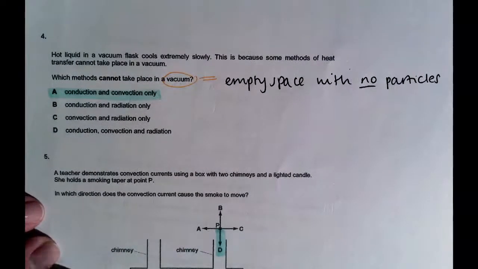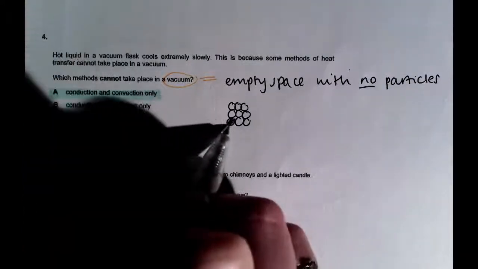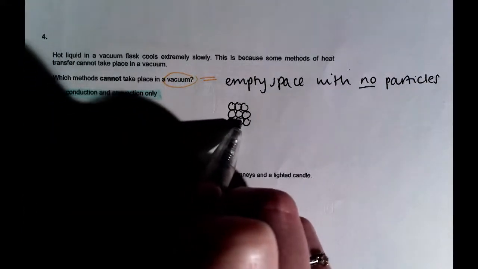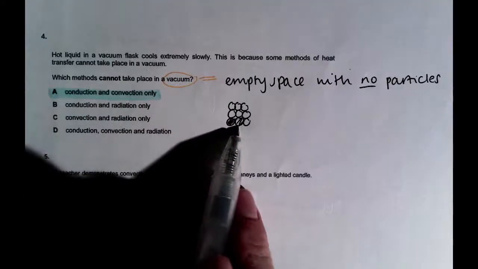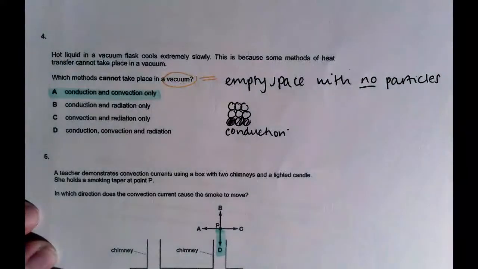Now, conduction is where we have heat transfer in solids because of particle vibration. Remember, this one starts to vibrate more and it collides with this one and transfers some energy over to this one. This one starts to collide some more, it transfers some energy onto the next one. Well, we need particles for conduction to happen. So we know that conduction cannot take place in a vacuum.